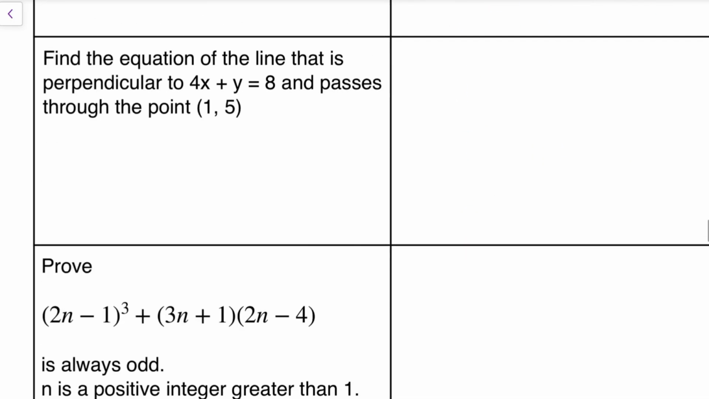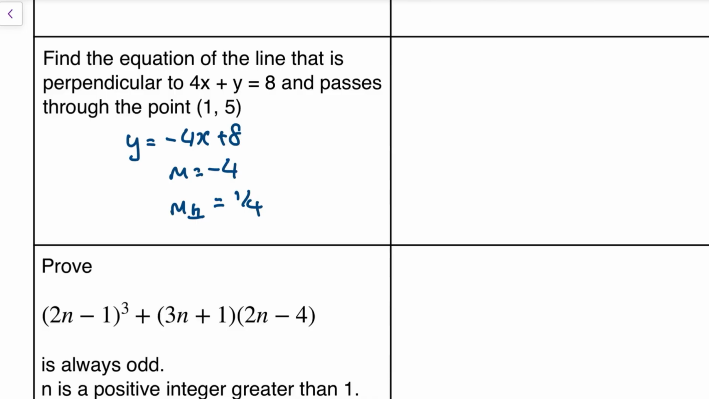Next question. Find the equation of the line that is perpendicular. Okay, so I'm going to start by rearranging this to minus 4x plus 8, which means the gradient of this line is minus 4. And that means the gradient of the perpendicular line is going to be plus a quarter.